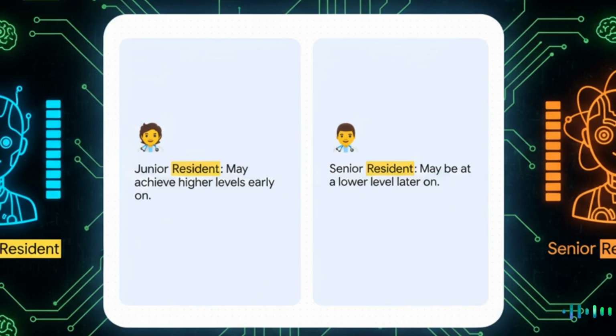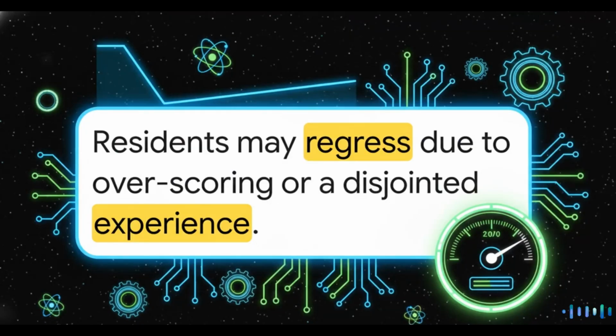Everyone's timeline is unique. And here is something that honestly shocks a lot of residents. Regression is completely normal. There is no predetermined clock ticking to reach a specific level, and your performance stats might actually drop temporarily. You might go down a level between evaluations. Why does that happen? Well, maybe you were overscored in a previous review, or maybe you just had a disjointed experience where you didn't get to practice a certain procedure for a few months. Listen, regression isn't a failure. It's literally just a recalibration of where you actually are so you can get the exact support you need.